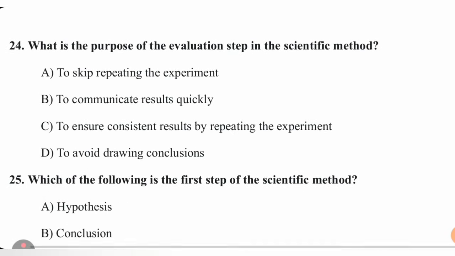What is the purpose of evaluation step in scientific method? A. To skip repeating the experiment. B. To communicate results quickly. C. To ensure consistent results by repeating the experiment. D. To avoid drawing conclusions.